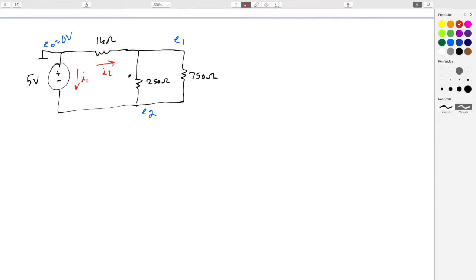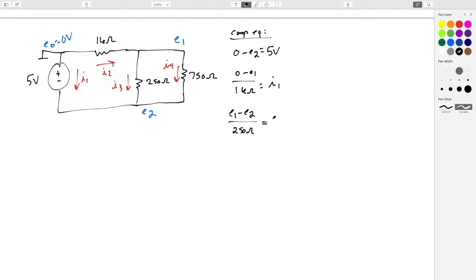I1, I2, I3, I4. And we know the drill here. So let's do the component equations. So that's going to be what? 0 minus E2 equals 5 volts. Excellent. The 1 kilo ohm is going to be 0 minus E1 over 1 kilo ohm equals I1. This one's going to be E1 minus E2 over 250 ohms equals I3. Then E1 minus E2 over 750 ohms equals I4.